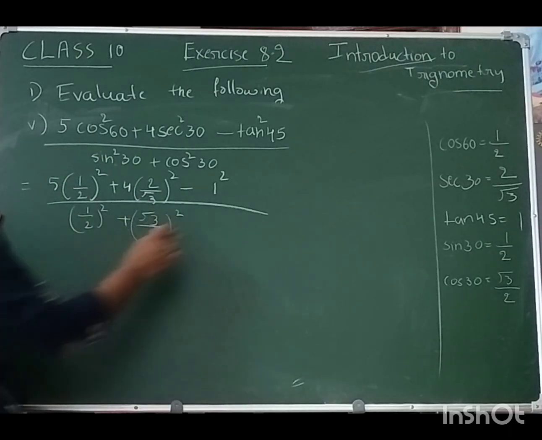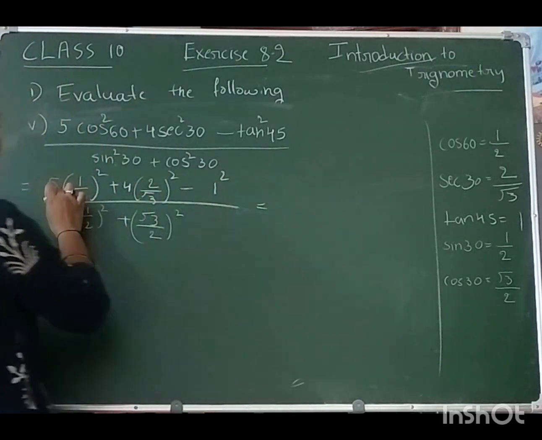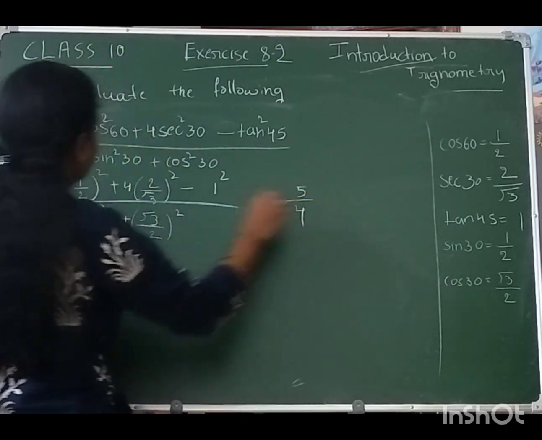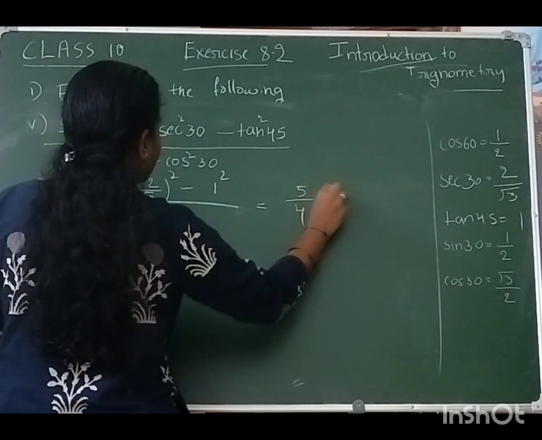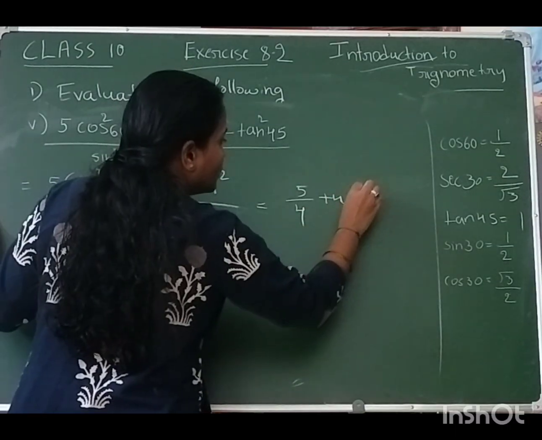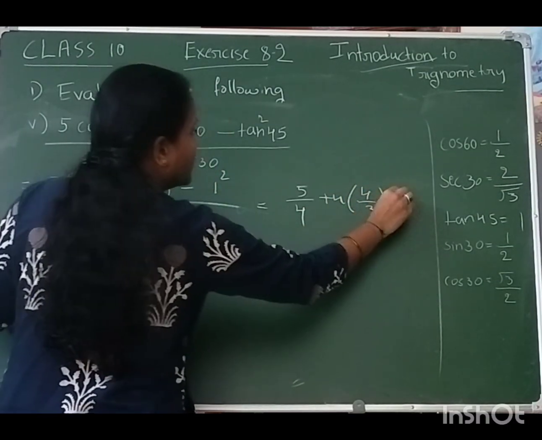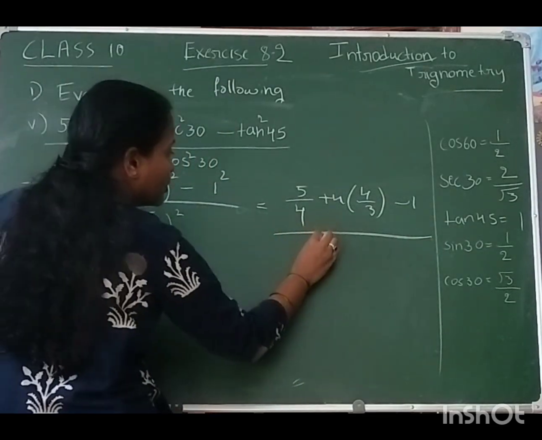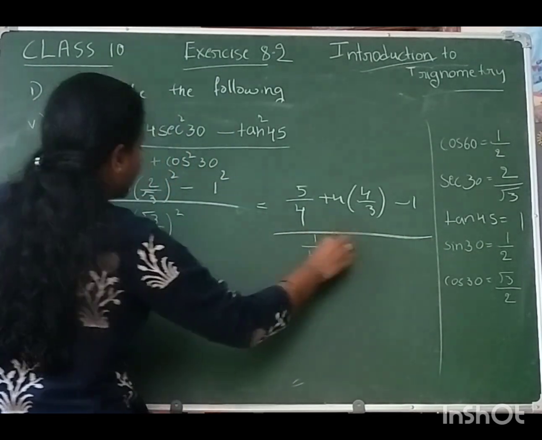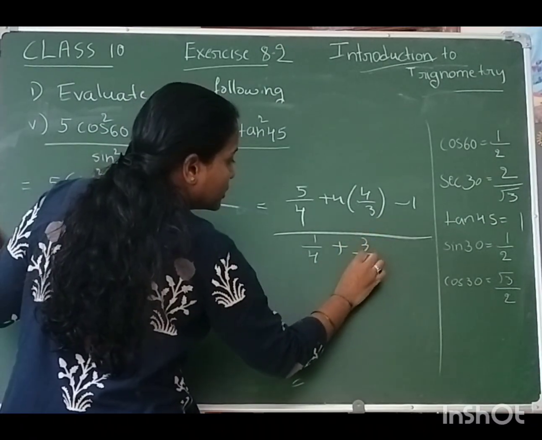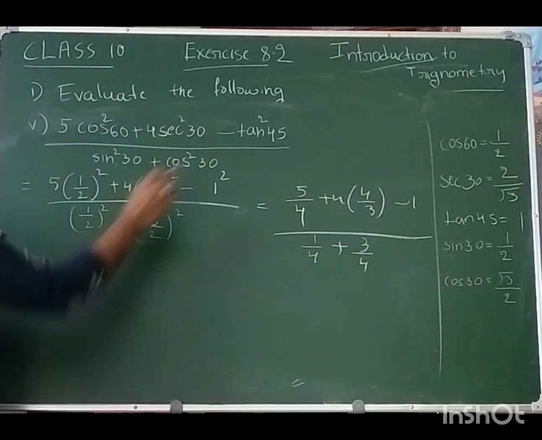So we'll open the brackets here. So 5 into 1 by 2 whole square will become 5 by 4, plus 4 into 2 square is 4 and root 3 square is 3. So 4 by 3 minus 1 divided by 1 by 2 square will be 1 by 4, minus root 3 by 2 square will be 3 by 4. We'll multiply this to get the answer.